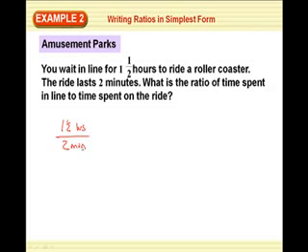I don't think we can leave it that way. I think we need to change these because we can't reduce them unless they're the same. It's easier to change hours to minutes than this to hours. So 1.5 hours is 90 minutes. So you waited 90 minutes in line to 2 minutes on the ride.